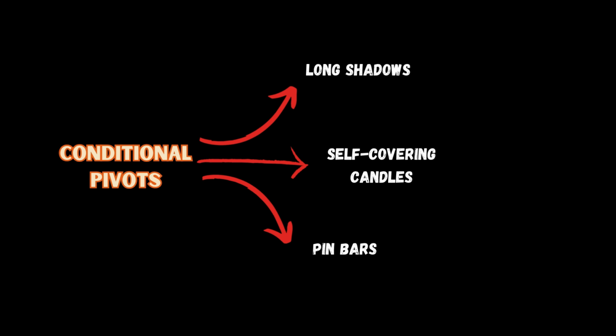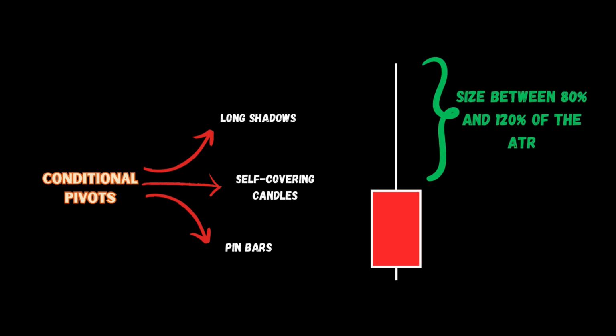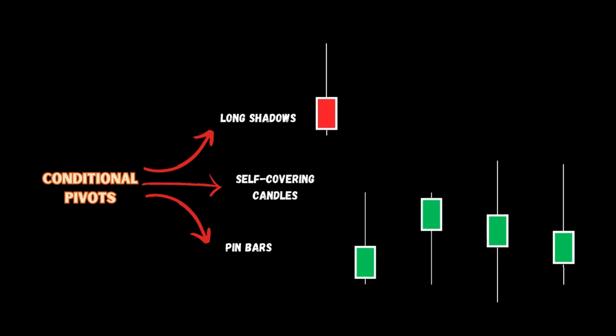There are 3 types of conditional pivots. 1. Long shadows. 2. Self-covering candles. 3. Pin bars. Shapes of conditional pivots. Long shadows. Some traders panic when they see this candle and miss out on an easy trade. But after today, you'll know exactly what to do. Long shadows must only have a shadow size between 80% and 120% of the ATR for the time frame. All the candlesticks shown in the image below are long shadows.